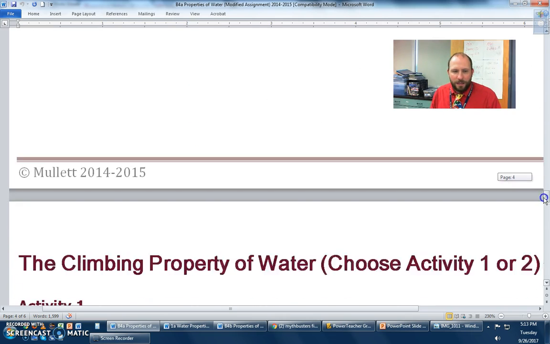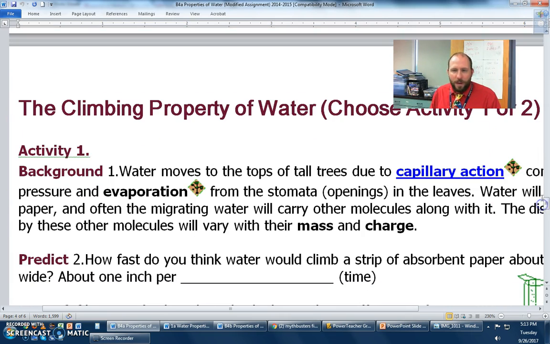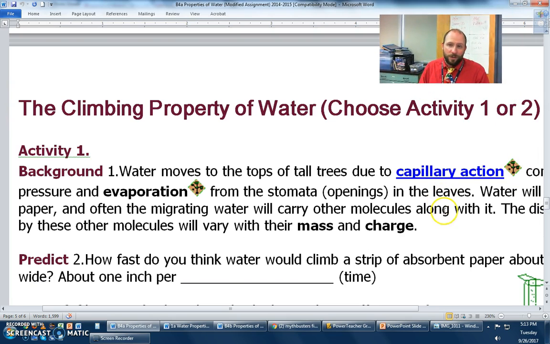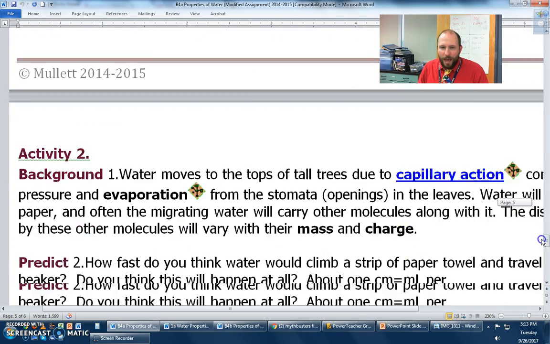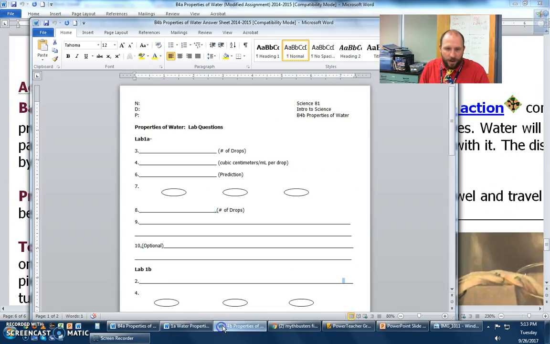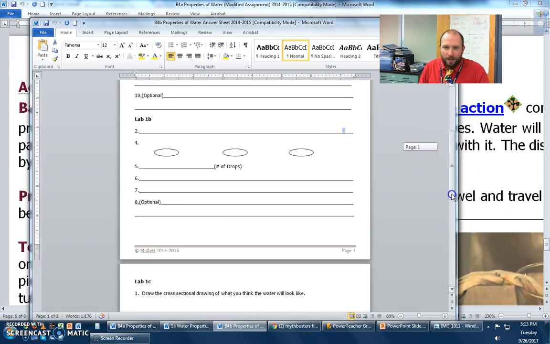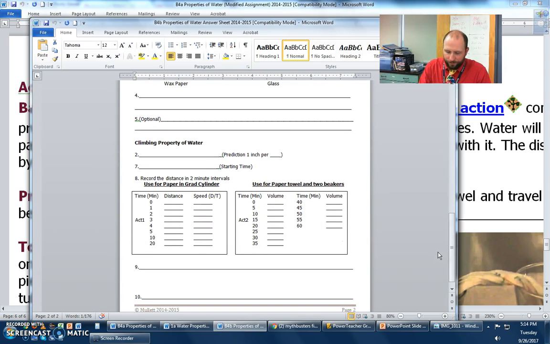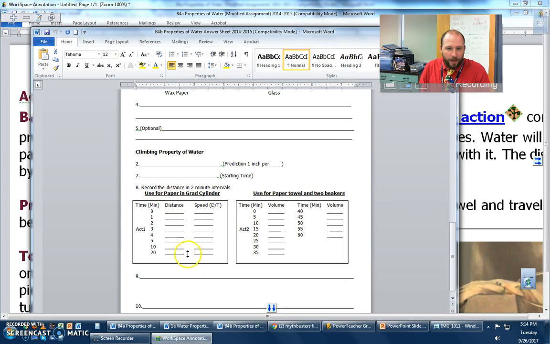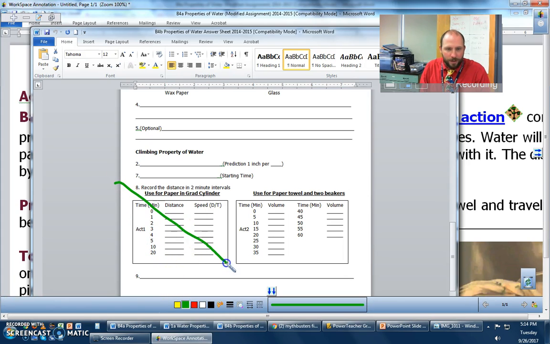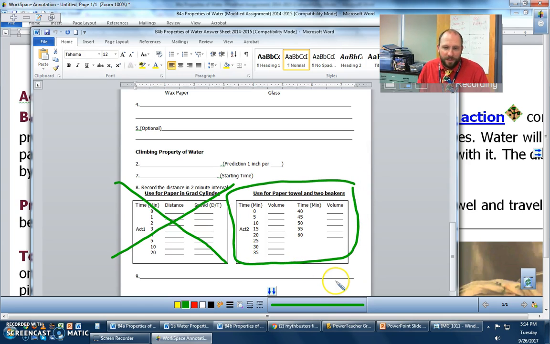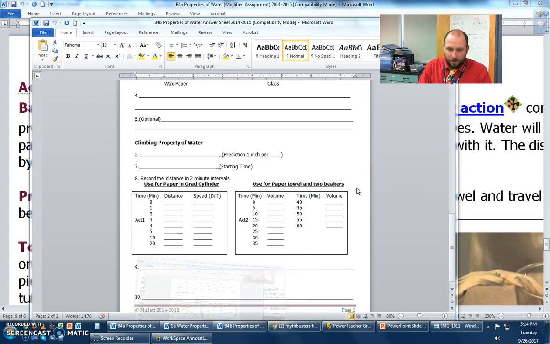And last but not least, we're going to head to this part back here. Now it says here to choose activity 1 or 2. Now, time-wise and supply-wise, activity 1 is going to be a problem. So I'm going to recommend that we cross out activity 1 on this sheet right here. So go ahead and cross out activity 1. Just go ahead and cross it out. We're not going to use this right here. We will instead use this one over here, using a paper towel and 2 beakers, or 2 cups is fine too. Alright, so you've crossed that out.